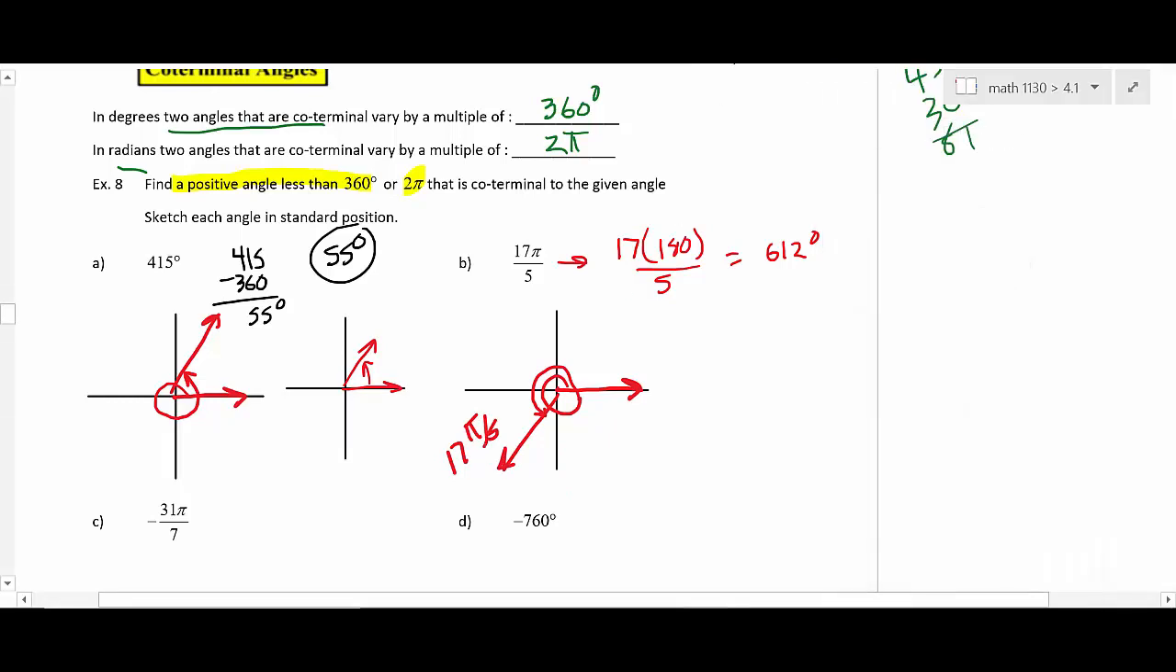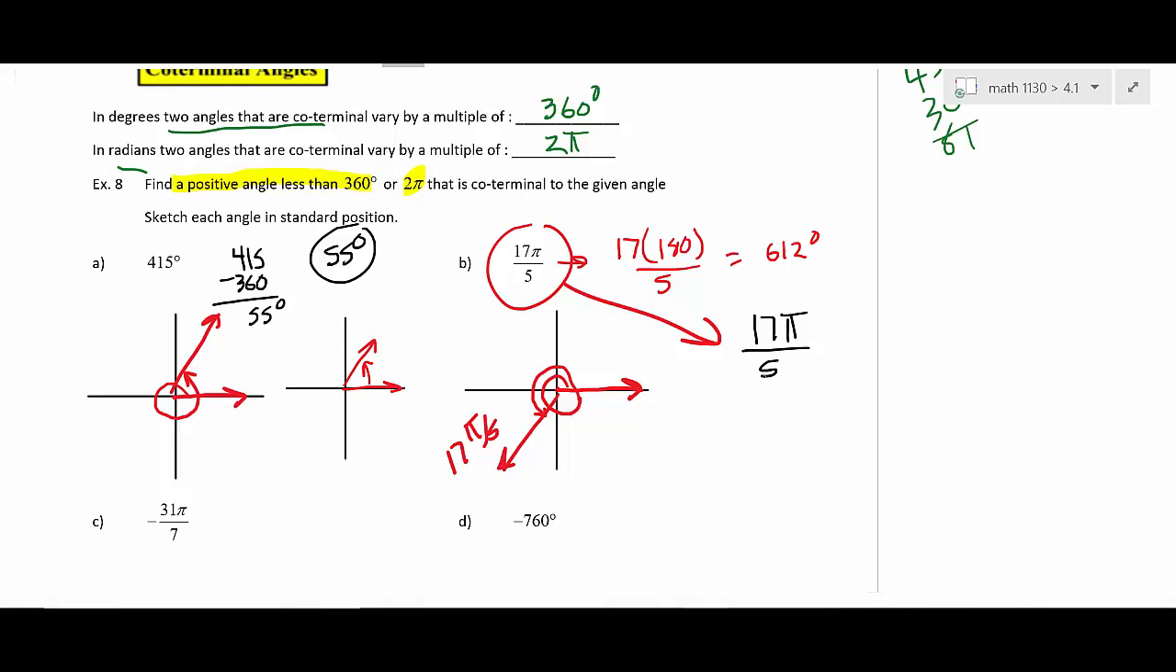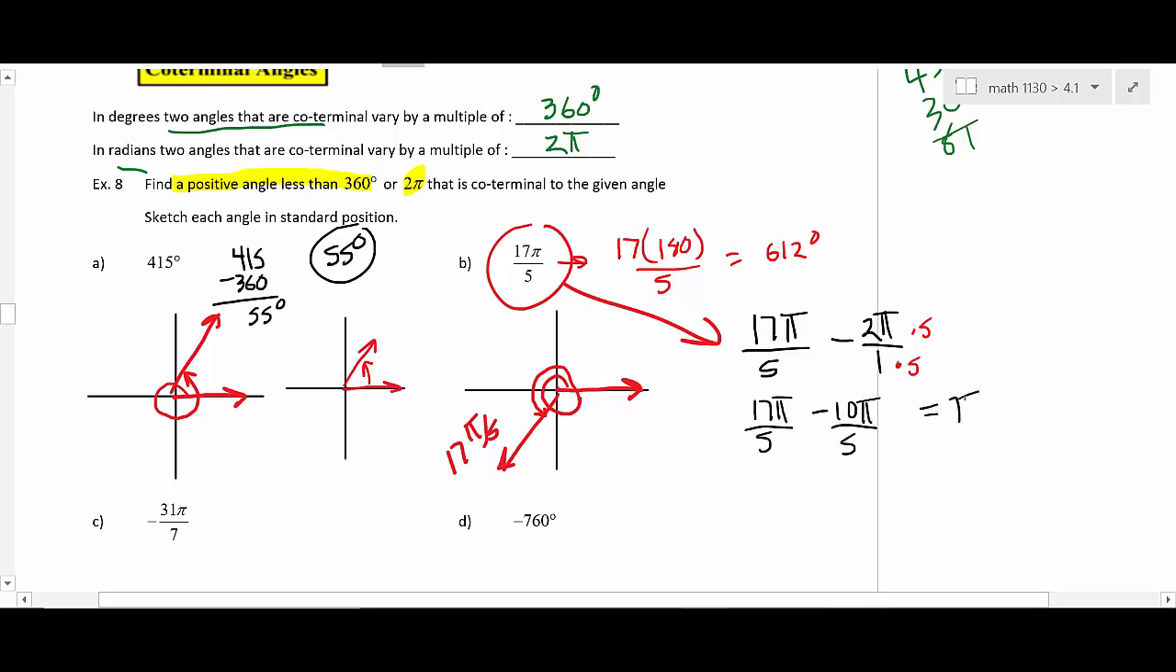Okay? So if you want the answer to be in radians, notice that on this problem, I just subtracted 360. So if it's in radians, don't subtract 360, subtract what? 2 pi. 2 pi, good. So that way you don't have to convert it again. When I find this coterminal angle, just subtract 2 pi over 1, get a common denominator, and work it out that way. It's easier, it's less work. So that would give you 17 pi over 5 minus 10 pi over 5, which gives you 7 pi over 5. So that's your angle that's coterminal to it.